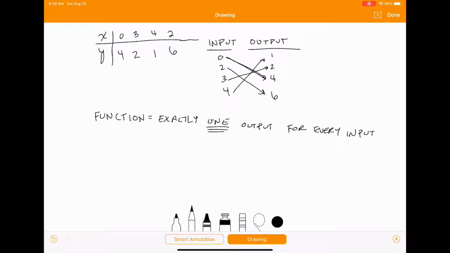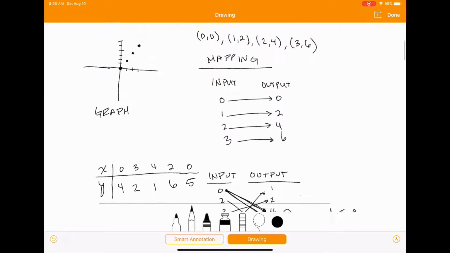However, if we had an additional value over here where we had, let's say 0 and 5, then we'd have to add 5 to our output list, and 0 would also be going to 5. So now for our input, we have one of our inputs where there's 2 arrows going to different places, so therefore this would be not a function. All right, so that's how you can check with a mapping diagram.